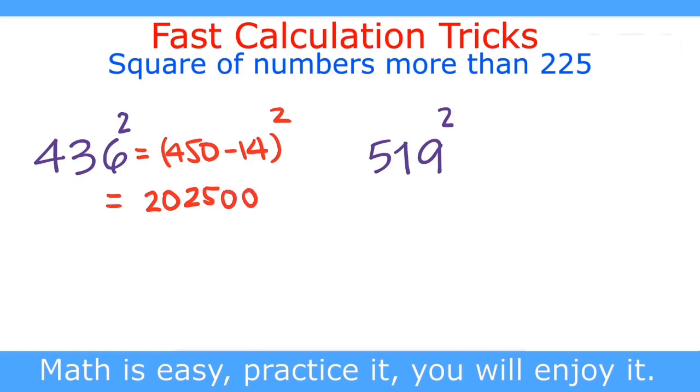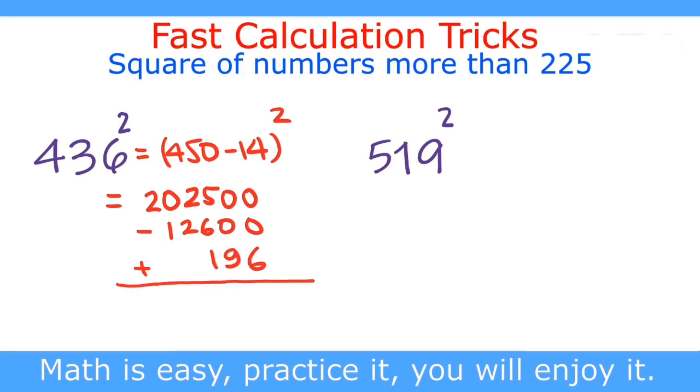Then there's minus sign in between 450 and 14. So we'll write minus and we'll multiply 14 by double of 450, which is 900, and 14 times 9 is 126. So we'll write 126 and then we'll put 2 zeros after that. So this is minus 12,600, and then square of minus 14 is 196. So we'll write plus 196.